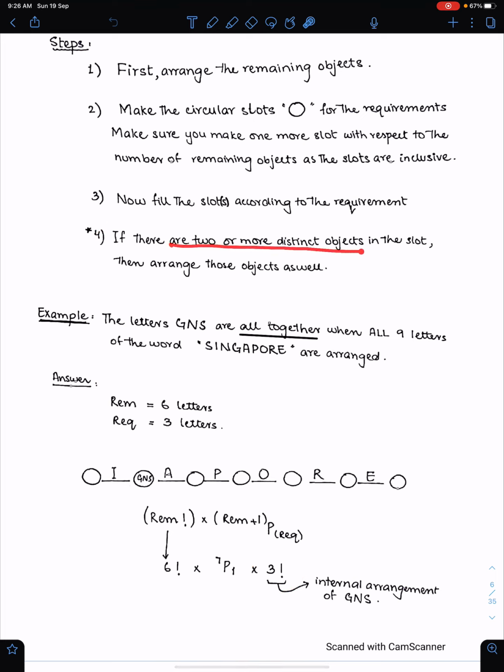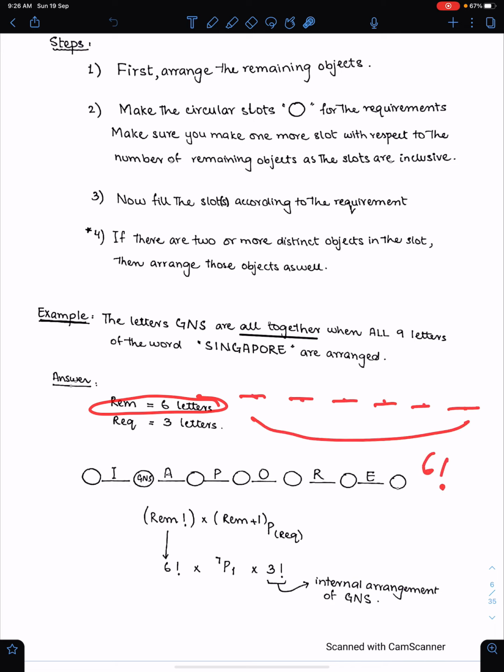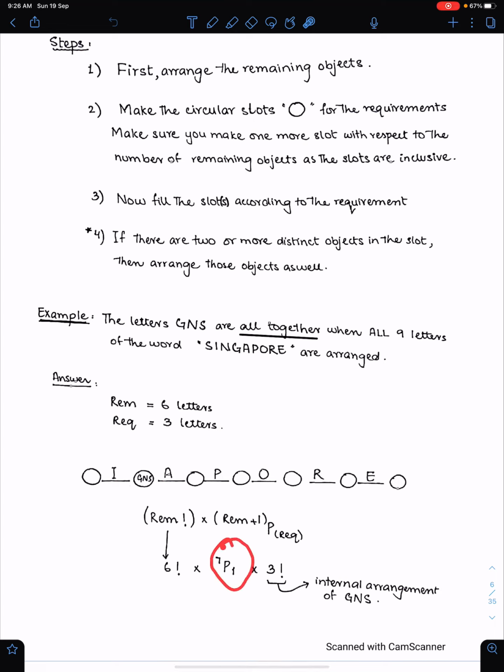If there are 2 or more distinct objects in a single slot, then arrange those objects as well. So let me summarize this. First, arrange the remaining objects by making spaces for them. So there are 6 objects, so make 6 spaces and write 6 factorial. Slots will be one more than the number of spaces, so it should be 7. And you just need to fill one slot, any one slot with this requirement, so it should be 7P1. And since we have 3 letters in one single slot and all are different, we need to arrange them as well. So we need to write 3 factorial in this case. So this is the spaces method.